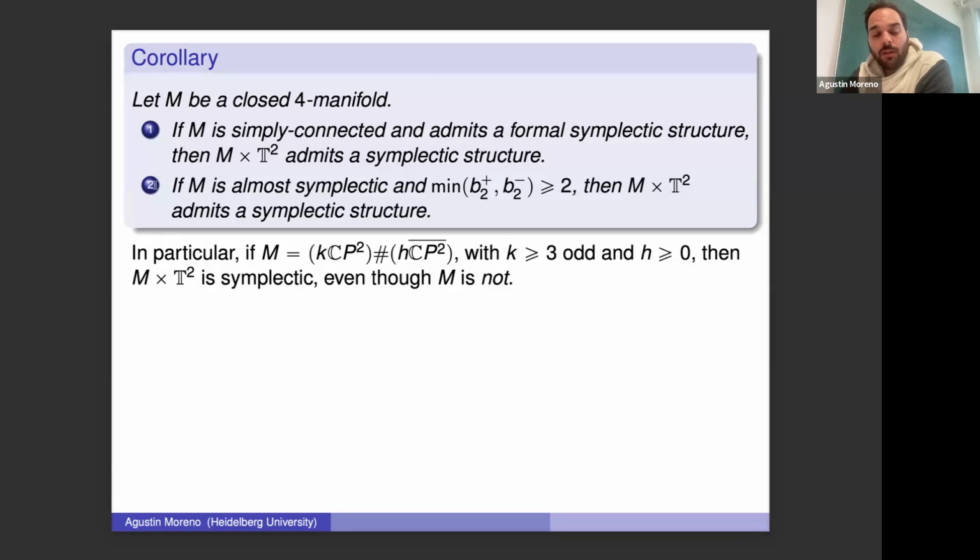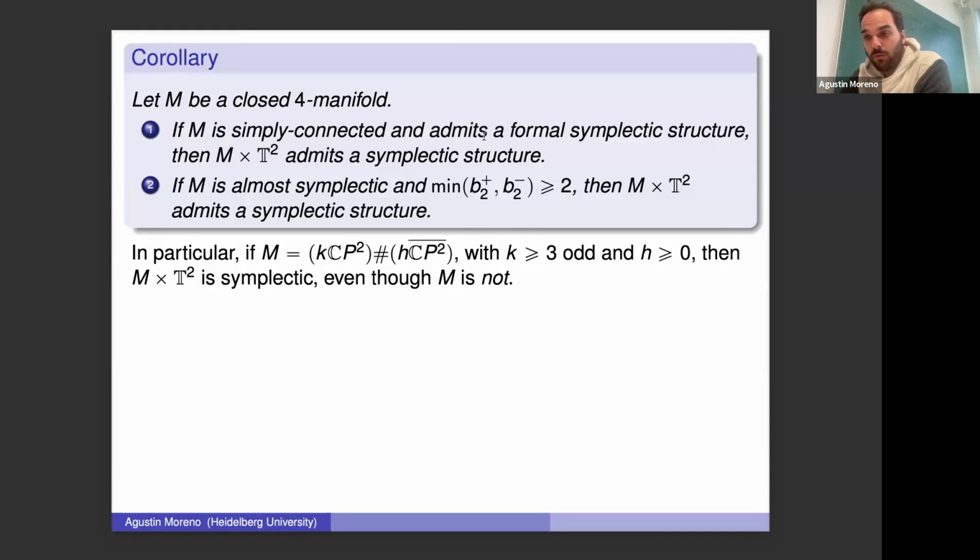And the same thing if I assume that it's almost symplectic and it satisfies this topological condition, which is fairly mild, in the sense that its positive and negative second Betti numbers are at least 2, so both of them. Just remember, these are the dimensions of the maximal subspaces in which the intersection form is positive definite or negative definite. Okay?